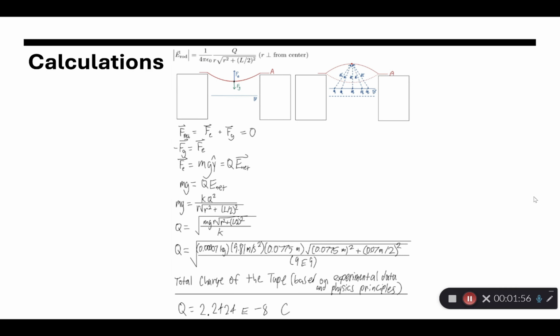Calculations: the net force is going to be the net electric force plus the force of gravity, and we end up getting our net electric force equal to the force of gravity. And then we use the formula for a finite line of charge to find Q. And what we get Q to be is this number right here, which we'll talk more about later. This is like a rough visualization of the infinitesimal charges and electric fields.